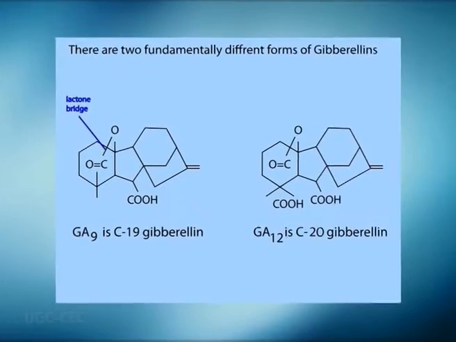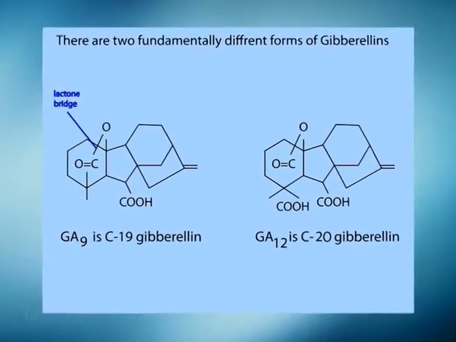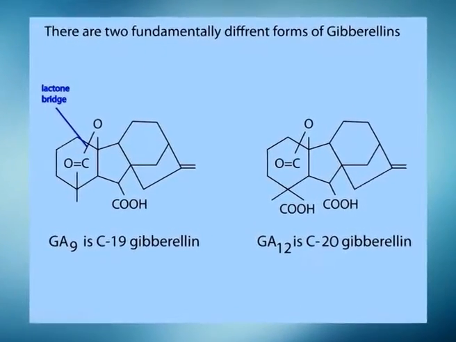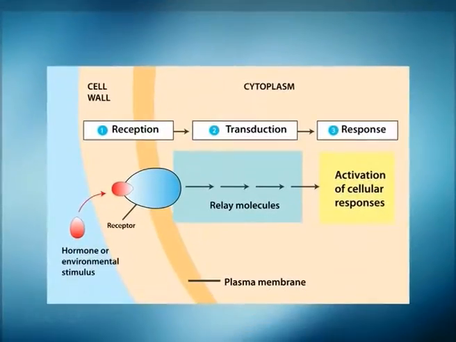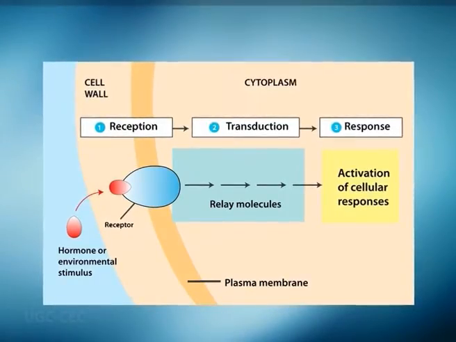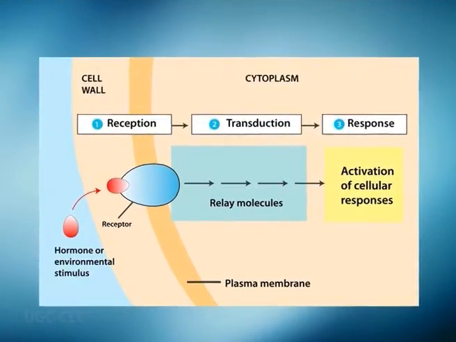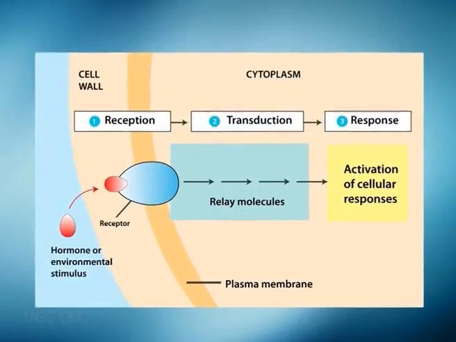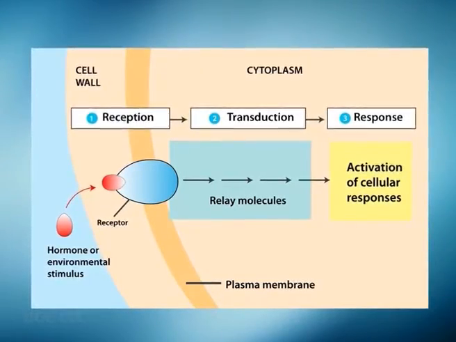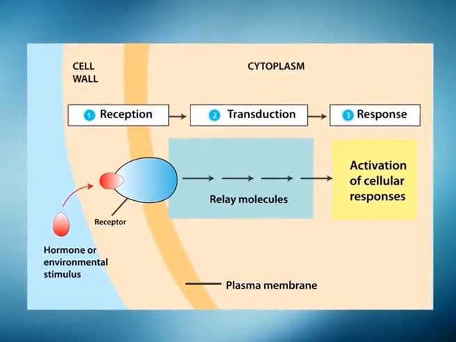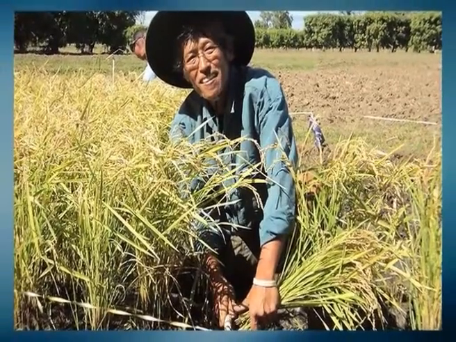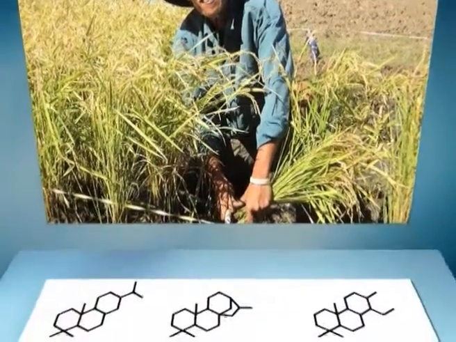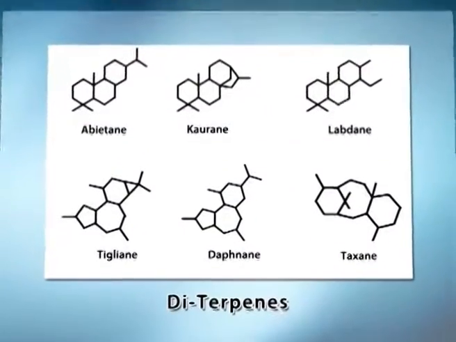There are 126 known gibberellins divided into two classes, and many more may be discovered in the future. Plants produce these hormones naturally through biosynthesis as they grow, ensuring that they have the hormones they need to develop normally. And these hormones can also be applied to plants by gardeners and farmers to achieve specific desired outcomes.